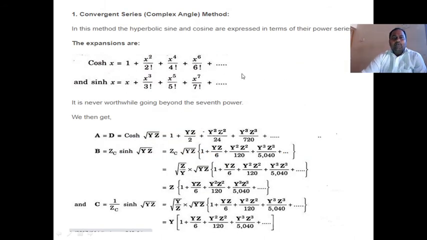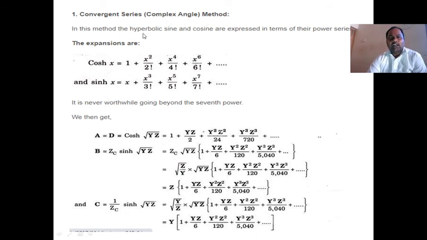So for solving the long transmission line, we have two methods. The first one is the convergent series complex angle method. So what is the meaning of the convergent series complex angle method?